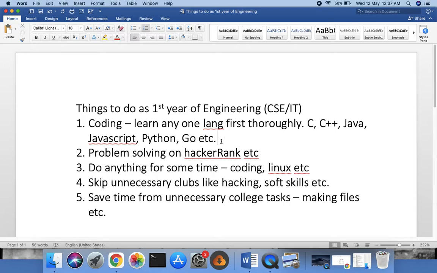Whichever language you choose, choose just one language in your first year, and I would suggest that you stick to that language for the entire 4 years and keep exploring its features, because it will help you a lot. 4 years is a good amount of time, and in that time you can gather a really good amount of knowledge of a particular language.